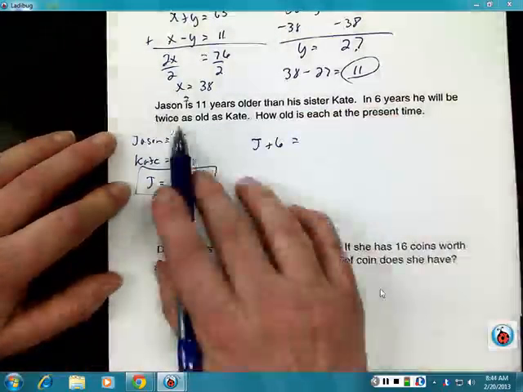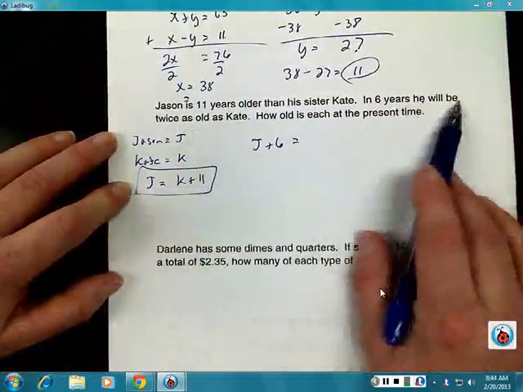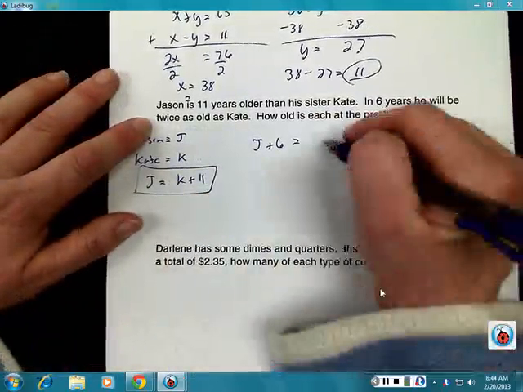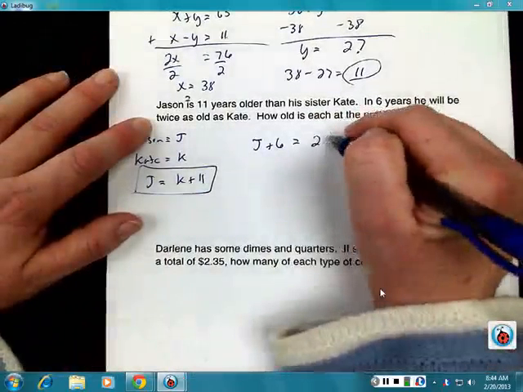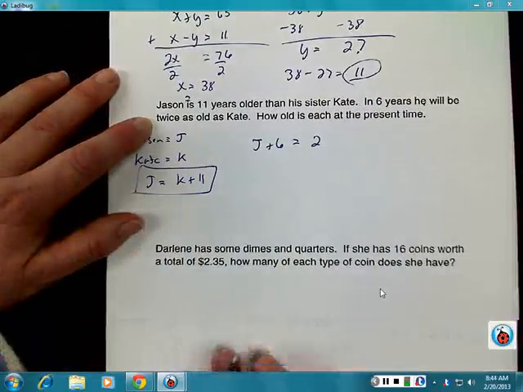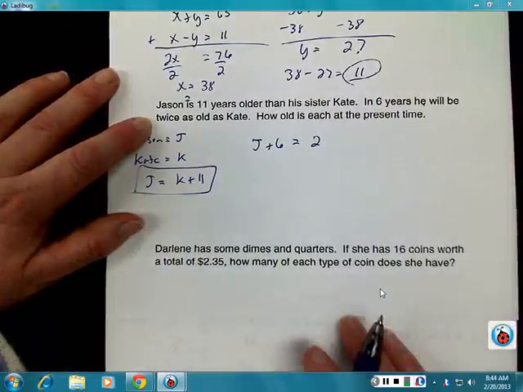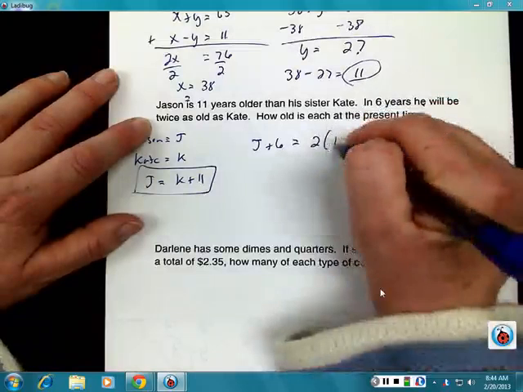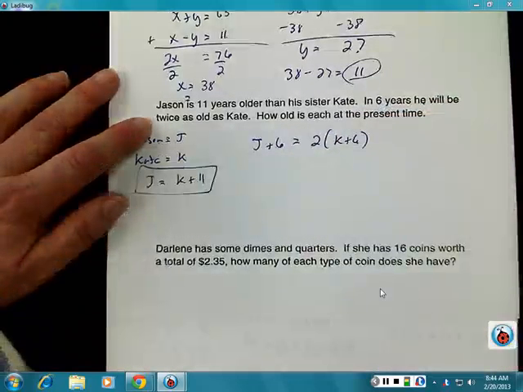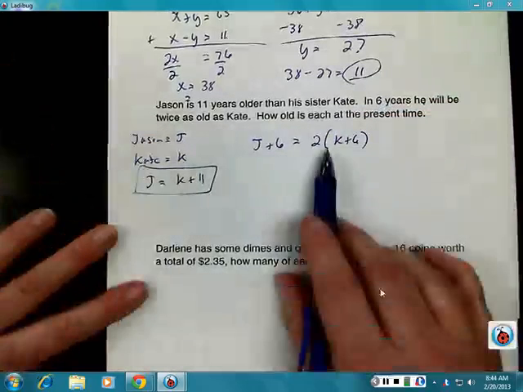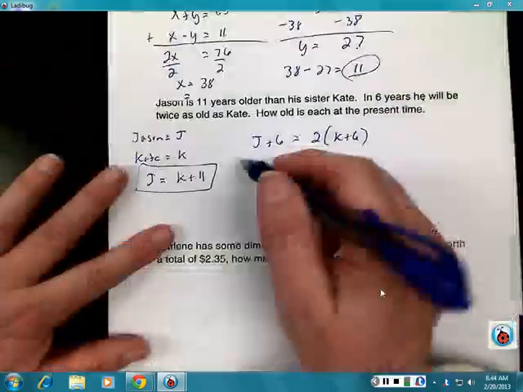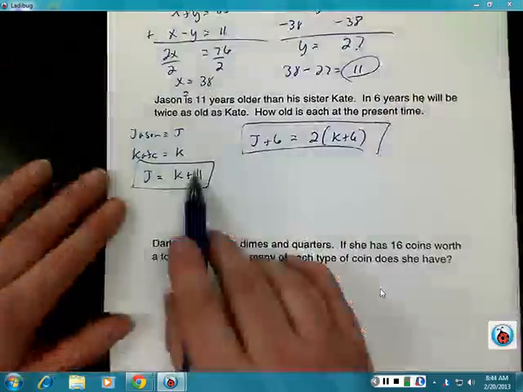Okay. What do we know about Kate? He'll be twice as old as Kate. So what do we know about Kate? 2 times K? But what's happening to Kate in 6 years? Is she just staying at the same age? So she's going to be 2 times K plus 6. Yeah. 2 times K plus 6, because Kate's getting older too in 6 years. So there are my 2 equations.